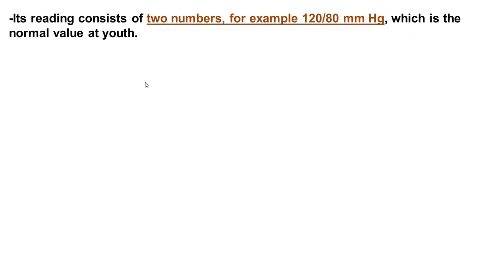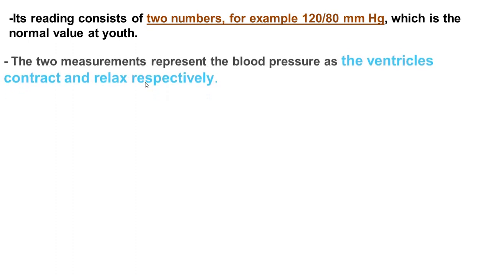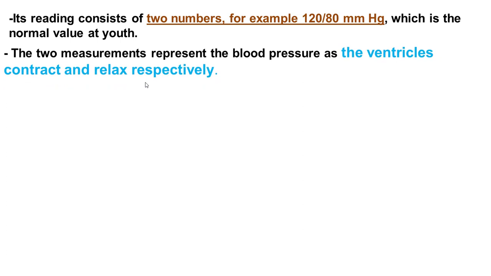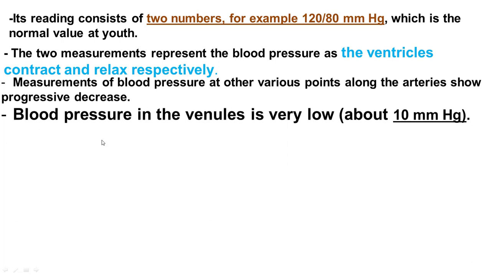Its reading consists of two numbers, the higher number and the lower number, or higher reading and lower reading. The higher reading is 120 and the lower reading is 80 millimeter Hg or mercury, which is the normal value in youth. The two measurements represent the blood pressure as the ventricles contract and relax. So 120 resembles the ventricles' contraction, while 80 represents the heart ventricles' relaxation.